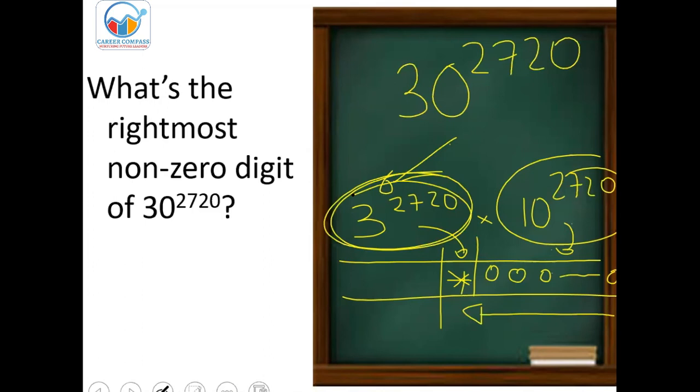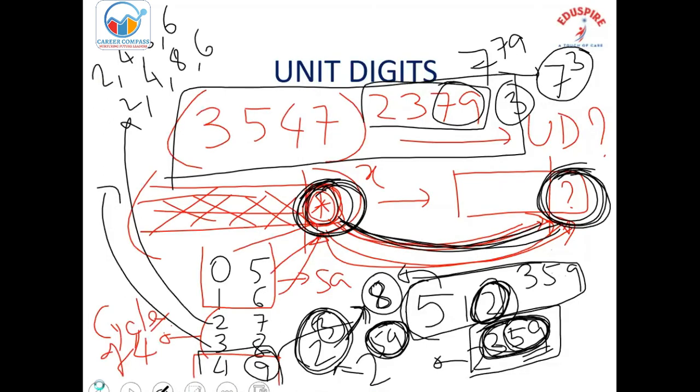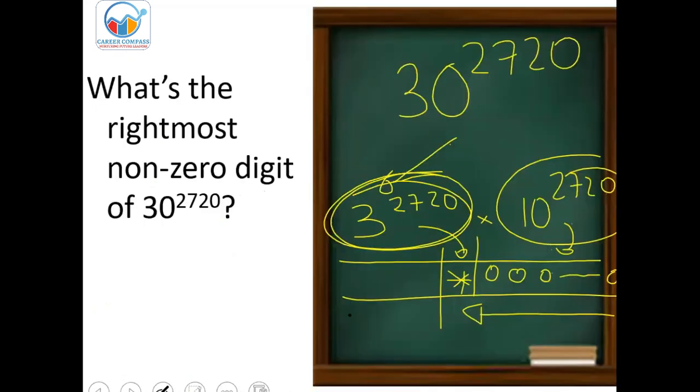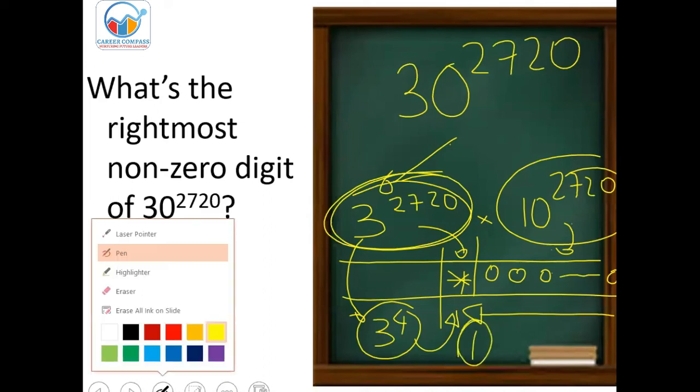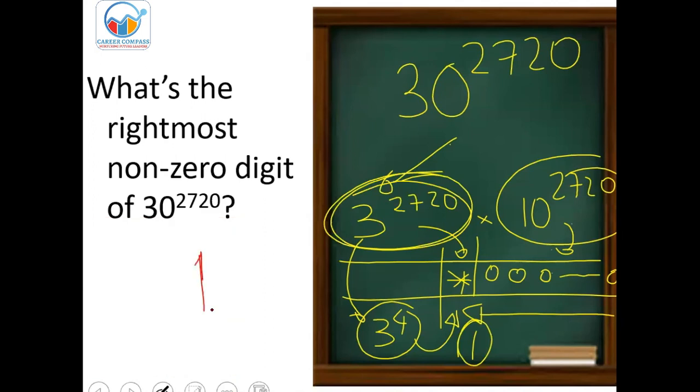What is that? Remember, 3 maintains a cyclicity of 4. If you go back to the basics, 3 maintains a cyclicity of 4. Which means I should check the unit digit of 3 to the power 4. 3 to the power 4 will have the same unit digit as 3 to the power 8, which will have the same unit digit as 3 to the power 20, which will have the same unit digit as 3 to the power 2720. That will be 1. Hence, my answer to this question will be 1.